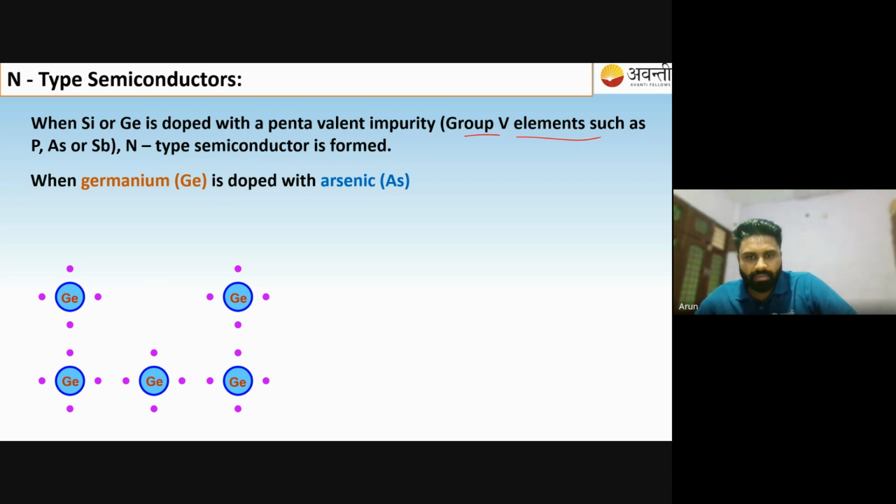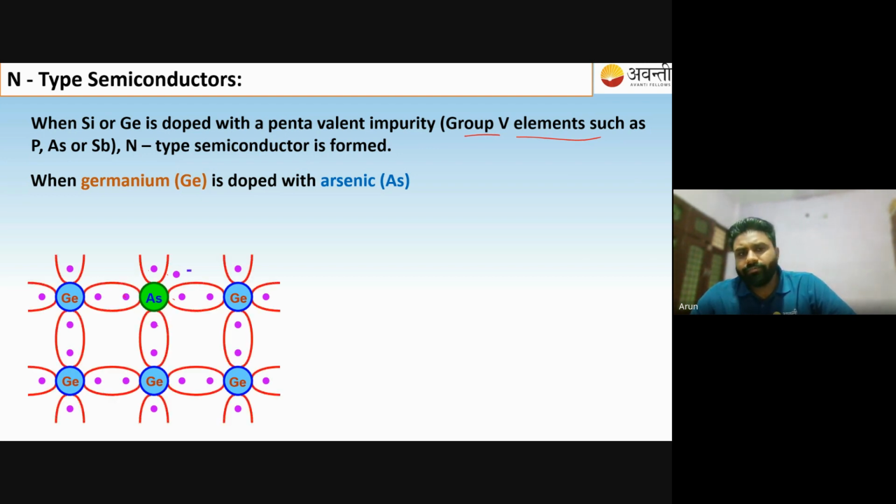Now these are doped with arsenic, which is the pentavalent atom, which means it has 5 electrons. You can count it as 1, 2, 3, 4, 5. So it has 5 electrons in the outermost shell, in the valence shell. Okay. Now what will happen?